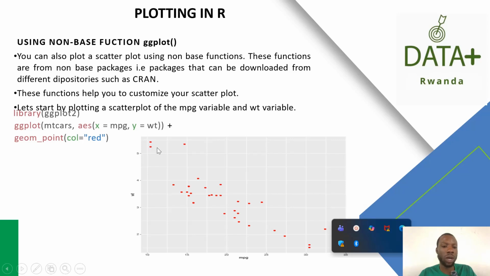Geo point, if we say geo point, we are talking about those dots that we are having here. Also here you can say the colors you want. Here I said color red. For you, you can say the color you want.